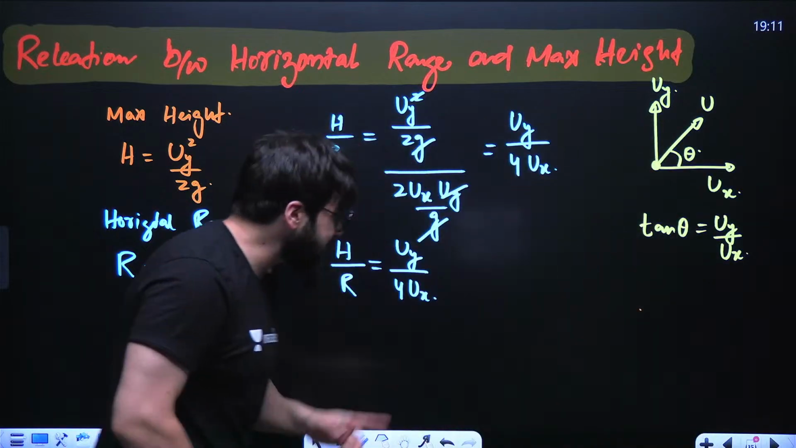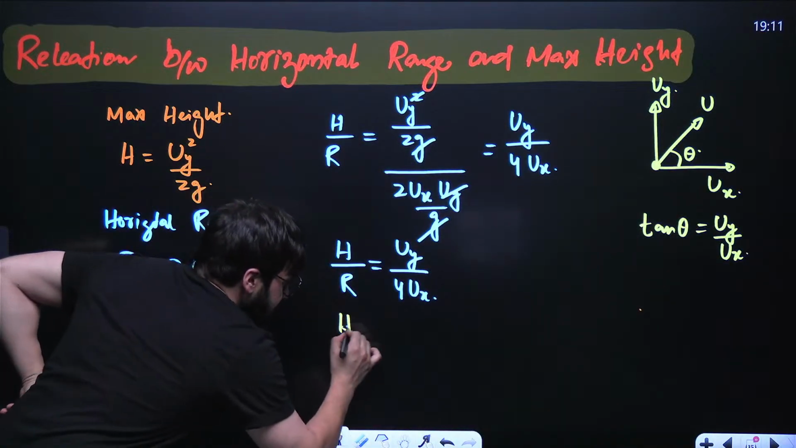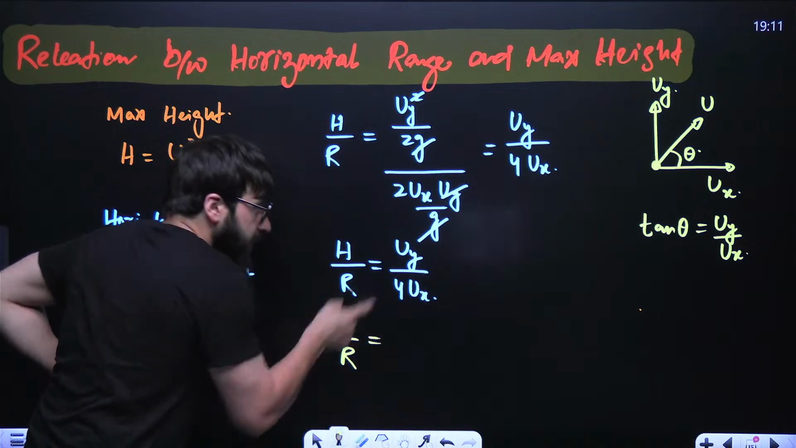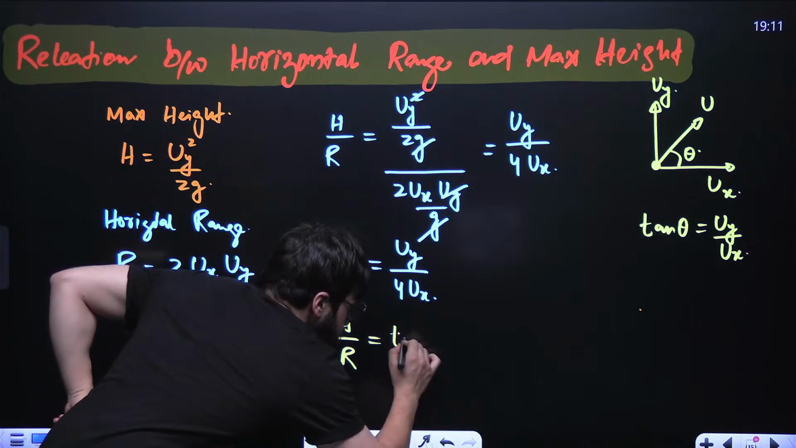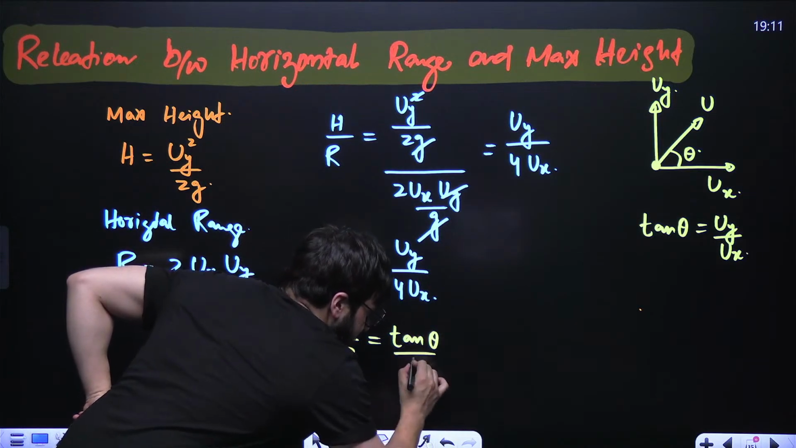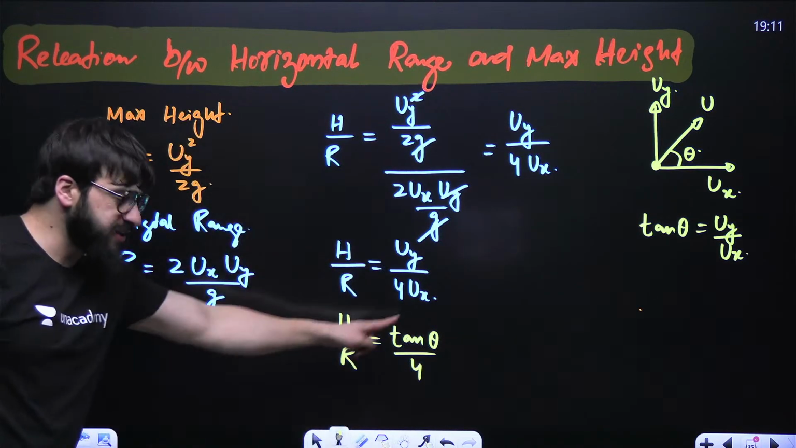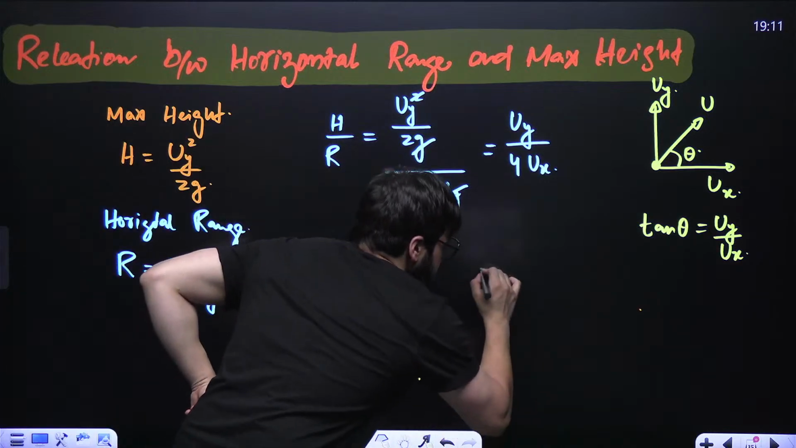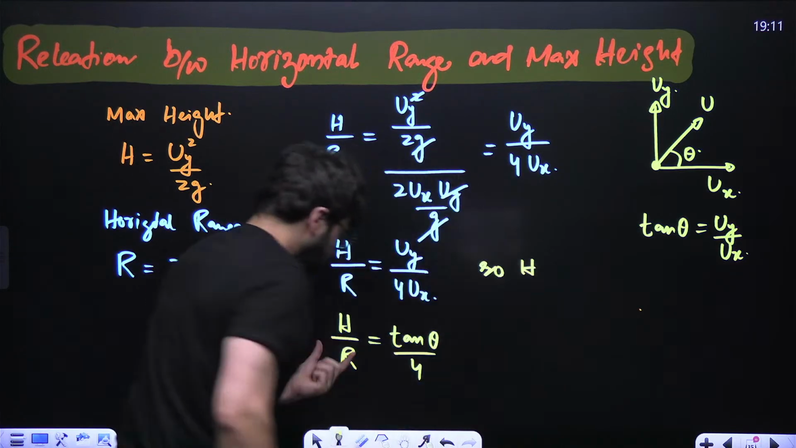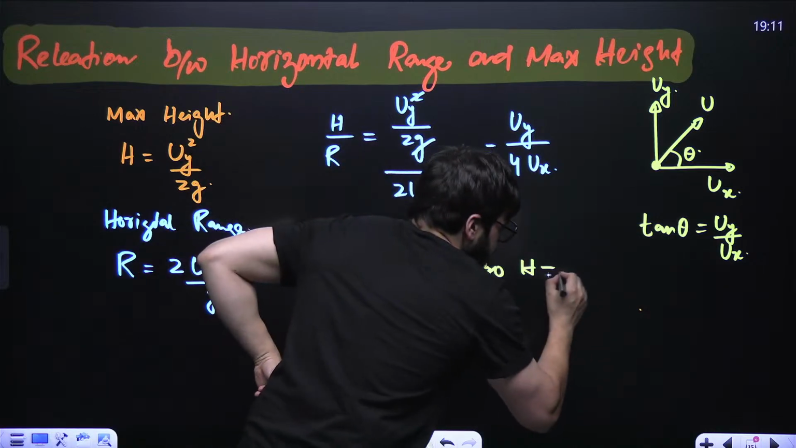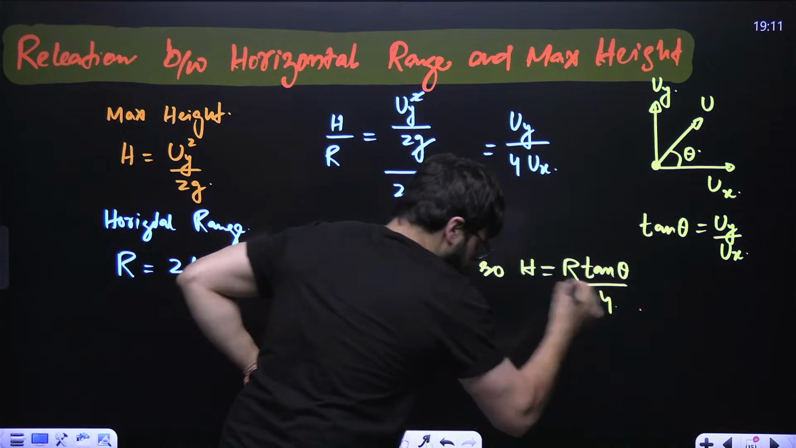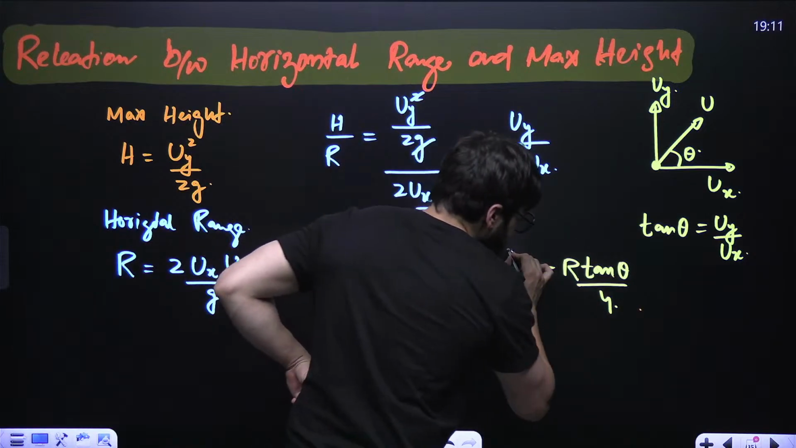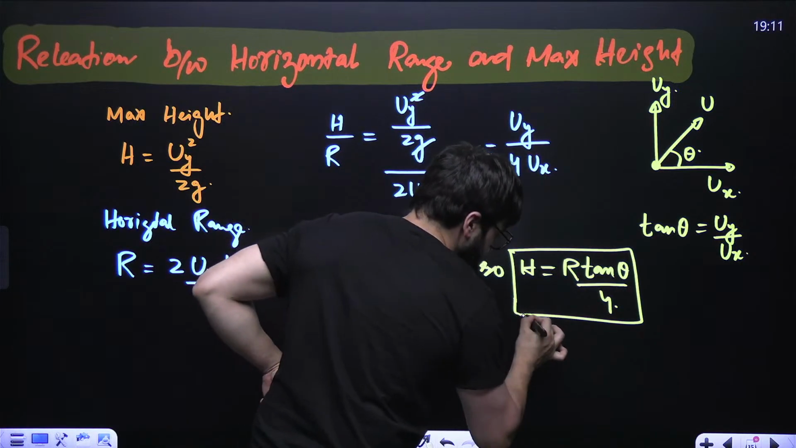Now, can I say the same thing over here? Sir, I can say h divided by r will be, instead of uy by ux, tan of theta. So this is tan of theta divided by 4. Now take it over there. So I can say this maximum height is coming out to be r tan of theta divided by 4. So I would want you guys to put up this particular equation in the box.